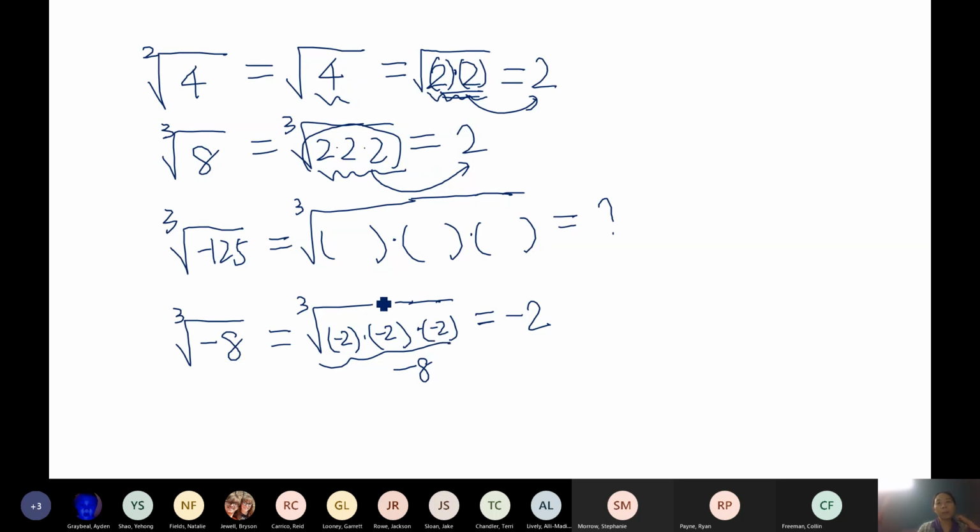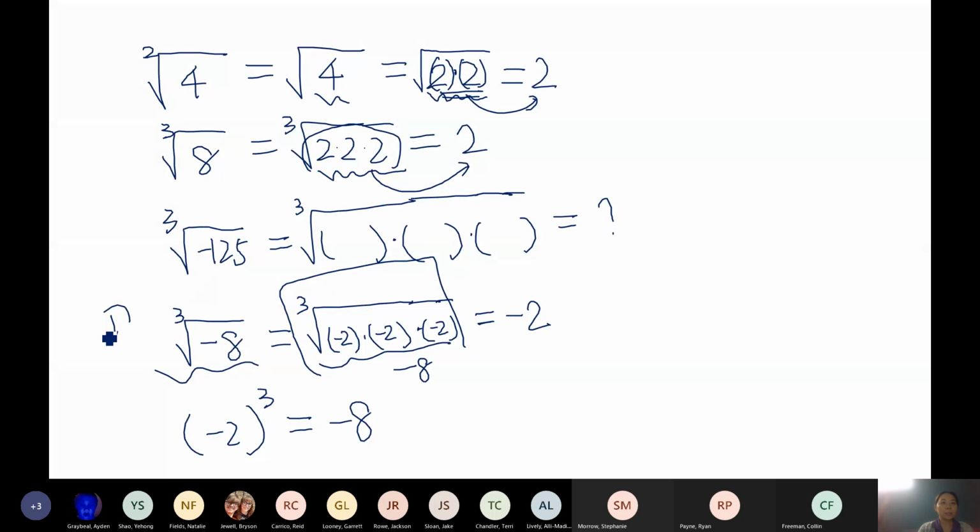Okay, but if you want to skip this step, just write down the answer negative 2. That's fine, because this question is the same as asking you to do this. Okay, 1 number to the third is negative 8. Well, apparently it's negative 2. Okay, because negative 2 times negative 2 times negative 2 is negative 8. All right, so this is an example similar to your homework question.